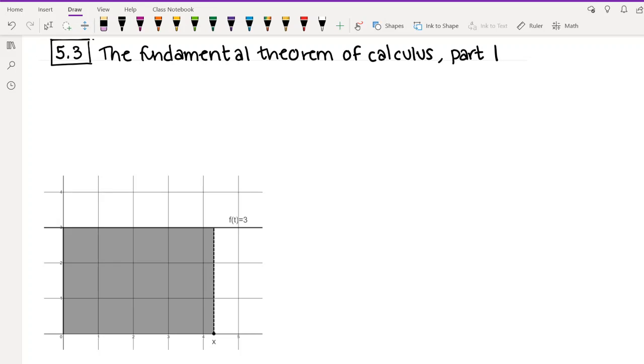Hi everyone. So in this video, we're going to be talking about the first part of the fundamental theorem of calculus. So we'll see that there are kind of two parts to the fundamental theorem of calculus, and they're both really important. But the first part is going to be a slightly more conceptual kind of statement, and that's what we're going to be covering in this video.